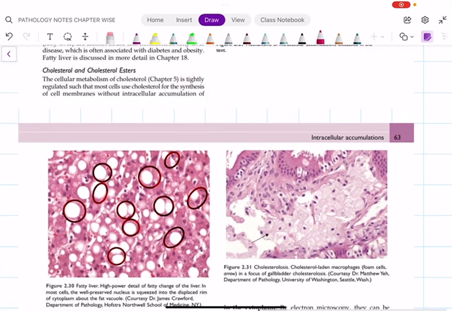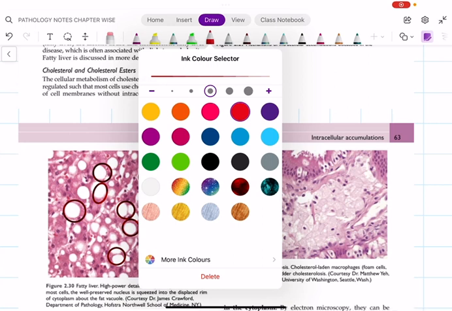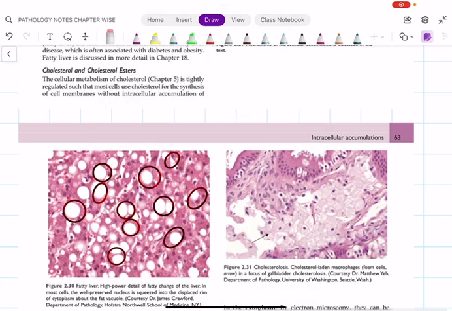Remember, I am going to write here a very important question, and you are going to answer it. What are the stains you know for lipid? Yes, tell me. Oil red O. Very good. It will stain the lipids red in color. Sudan black B.